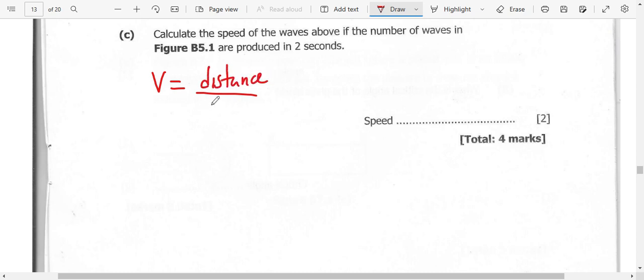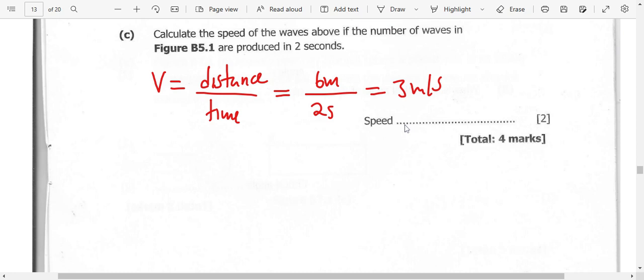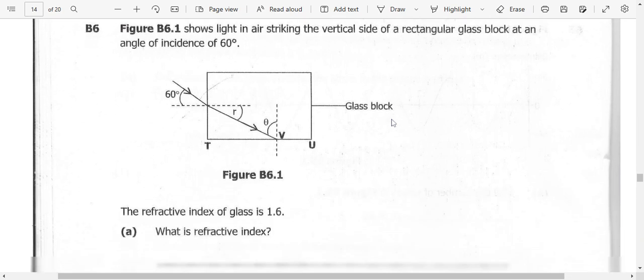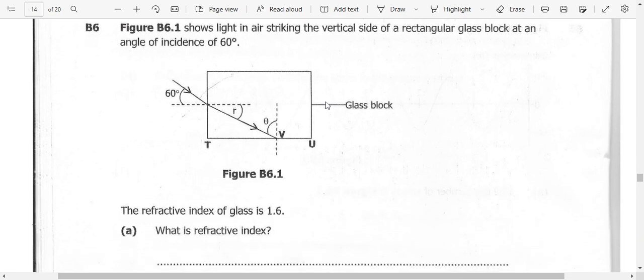So you could have just said speed is distance over time. You already know this equation, isn't it? And you already know from the question that the distance for all the waves is 6 meters. And then all these took 2 seconds. So this will just give you 3 meters per second, which is the same thing. For the sake of this topic, just make sure that you also know that one, okay?